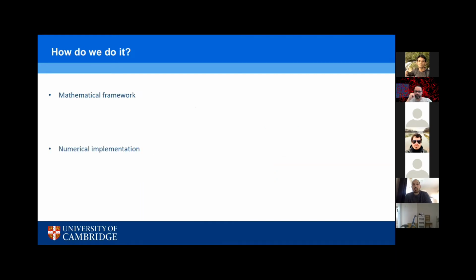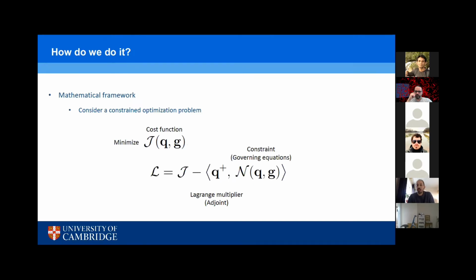So how do we do it? I'll quickly run over the mathematical framework and then the numerical implementation. The best way to think about an adjoint problem is to consider a constraint optimization problem. So let's say we are interested in some cost function j, which we either want to minimize or maximize. And this cost function, for example, the drag over an aerofoil, is a function of the state variables, which is the velocity field around the aerofoil, and some input control variables, for example, some parameters defining the shape of the aerofoil.